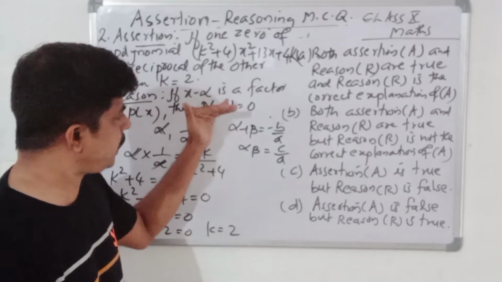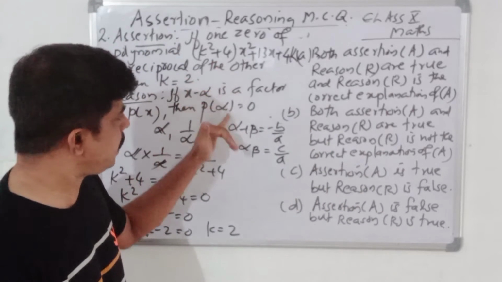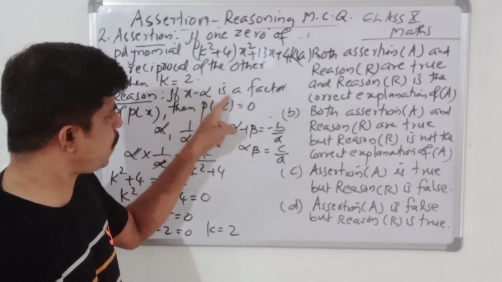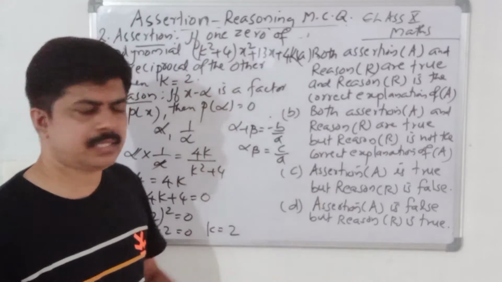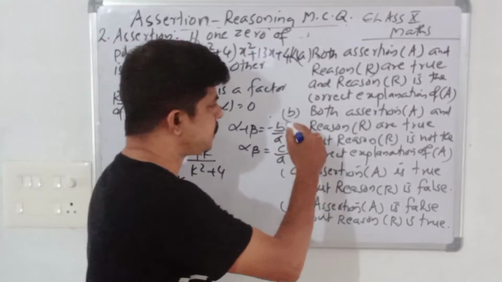But here no argument about the statement. Both the statements are true, but this is not the correct explanation of statement 1, assertion. Therefore, our correct answer is option B.